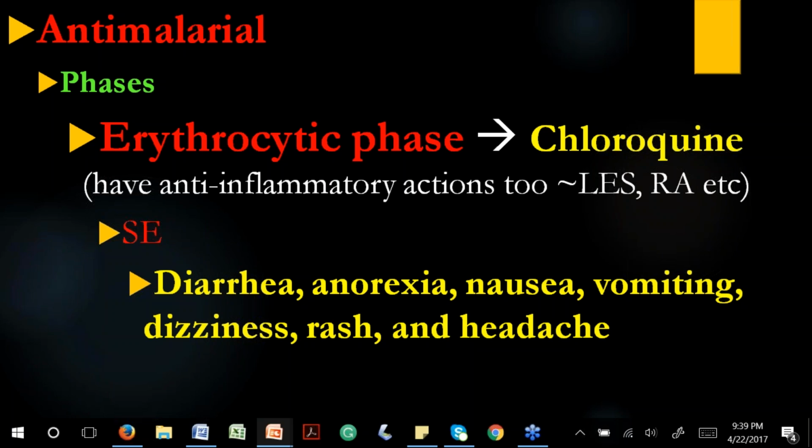So chloroquine can be used in this specific situation. Diarrhea, anorexia, nausea, vomiting, dizziness, rash, and headache. When you see anorexia, nausea, vomiting, please think about gastritis. Gastritis produces nausea and can produce vomiting, and if you have nausea and vomiting, you are not having appetite, so that is called anorexia.